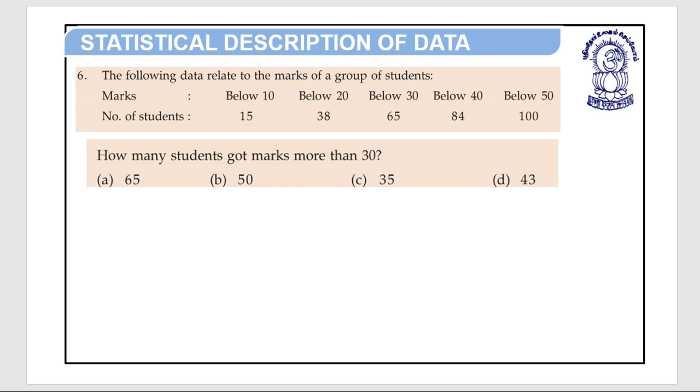Question number 6. The following data relate to the marks of a group of students. Marks, number of students: marks below 10, below 20, below 30, below 40, below 50, 15, 38, 65, 84 and 100. How many students got marks more than 30? 65, 50, 35 and 43.